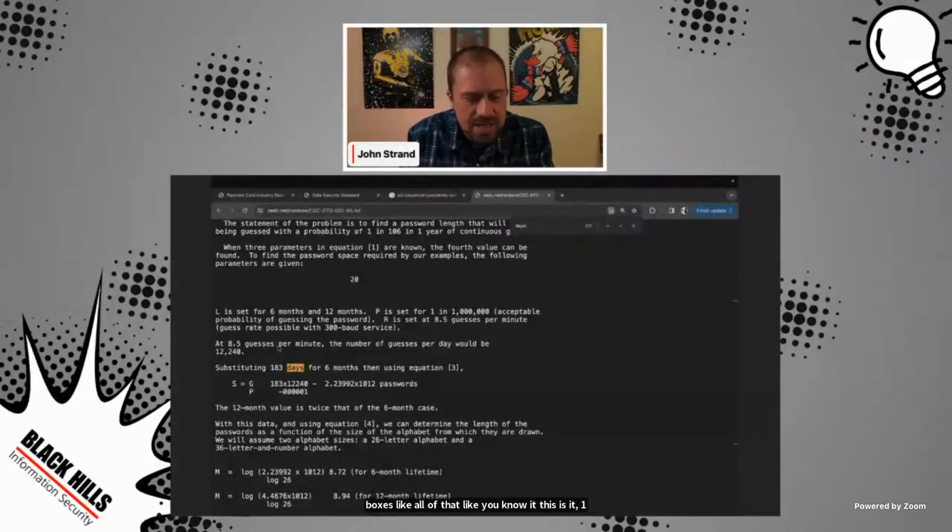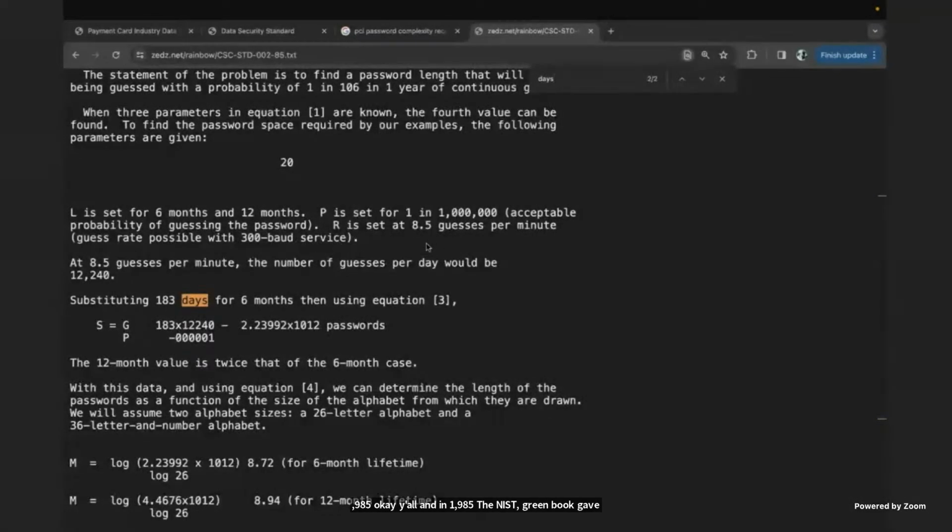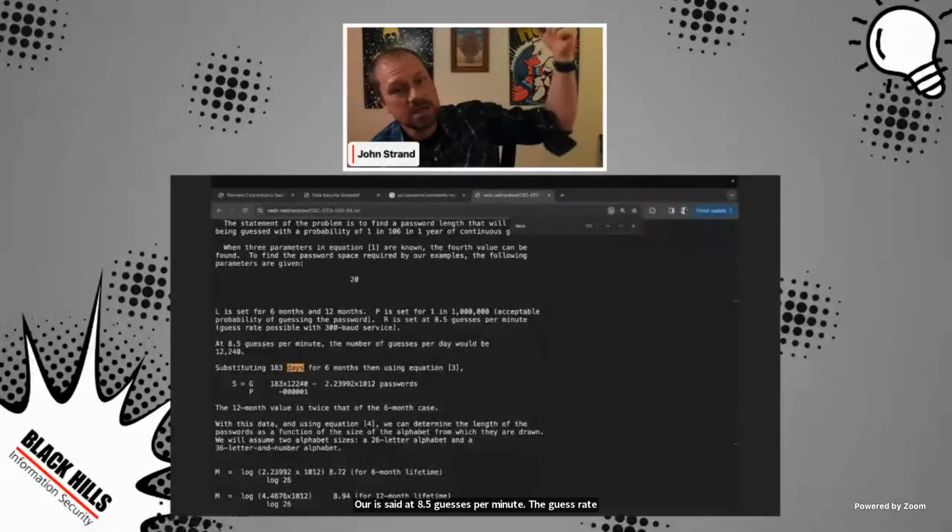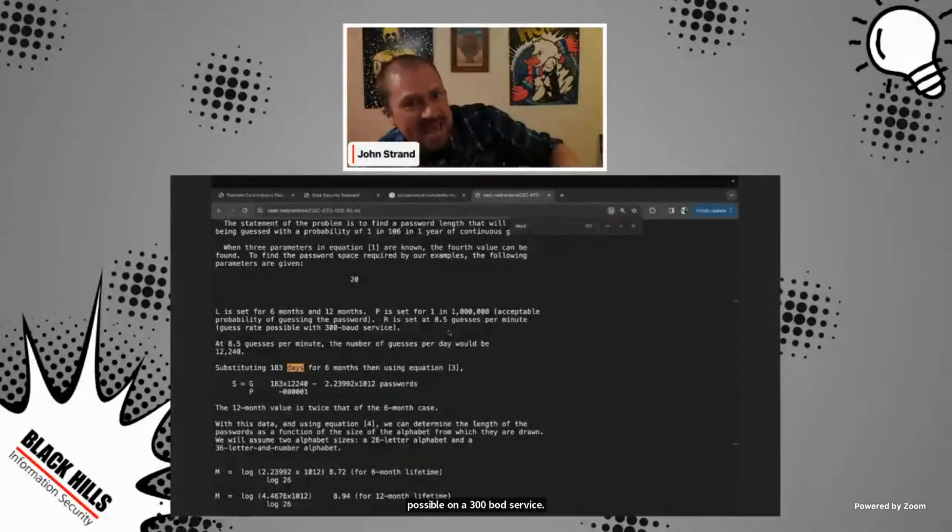In 1985, the NIST Green Book gave us some requirements associated with how we should set up our passwords. L is set for 6 months and 12 months. P is set for 1 in 1 million, the acceptable probability for guessing the password. R is set at 8.5 guesses per minute, the guess rate possible on a 300 baud service. A 300 baud service. So think WarGames, the little phone going on the thing. That was a 300 baud service.